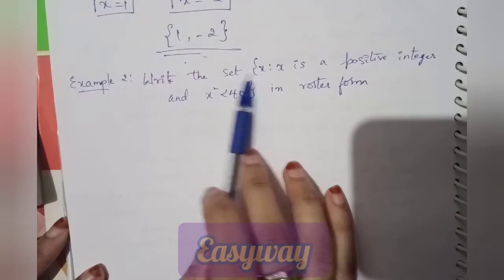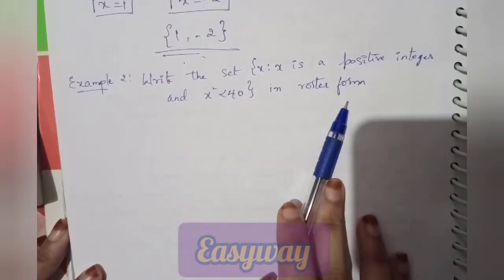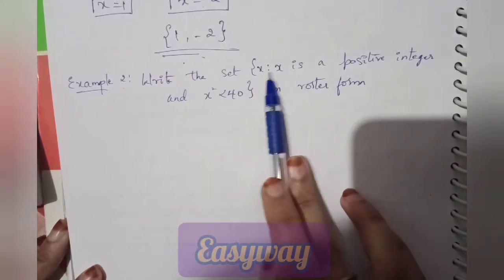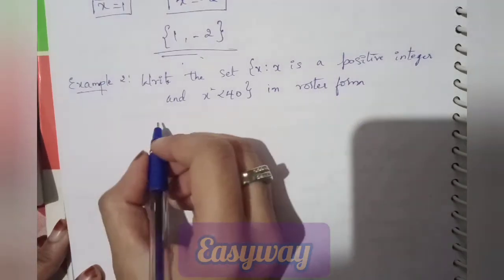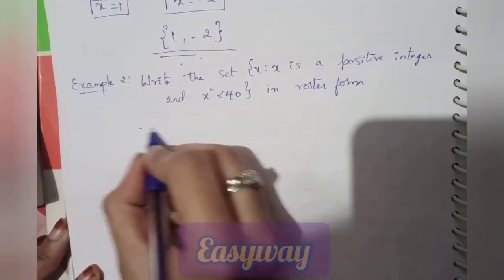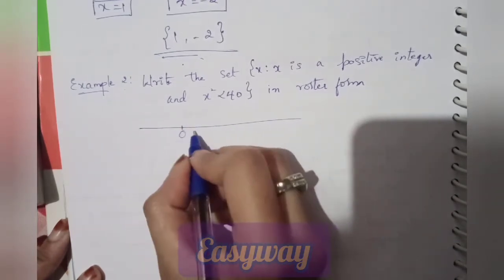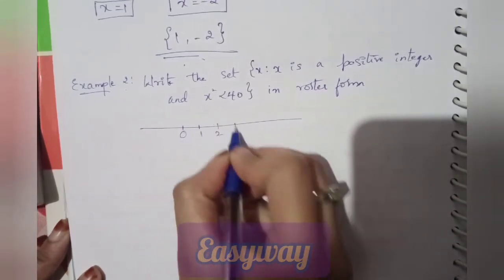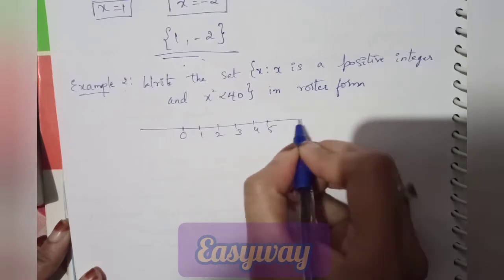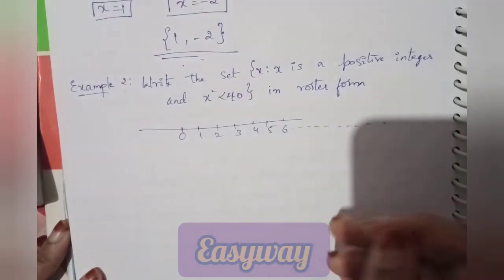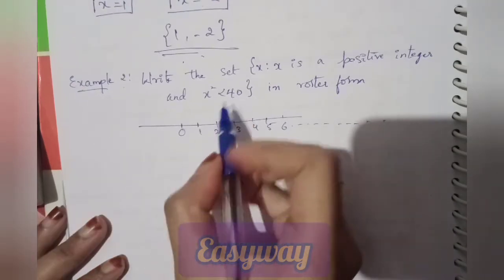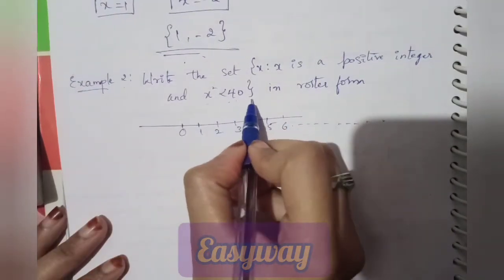This is the second example in your textbook. Write the set where x is a positive integer. What are the positive integers? That is in a number line. What are the positive integers? 1, 2, 3, 4, 5, 6 and so on till infinity. And x square is less than 40.